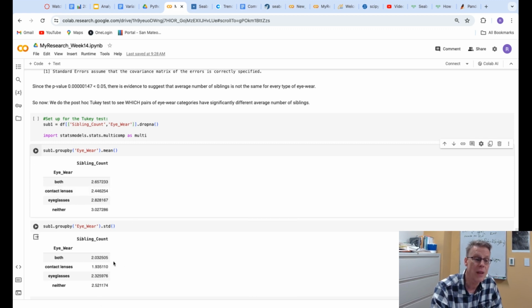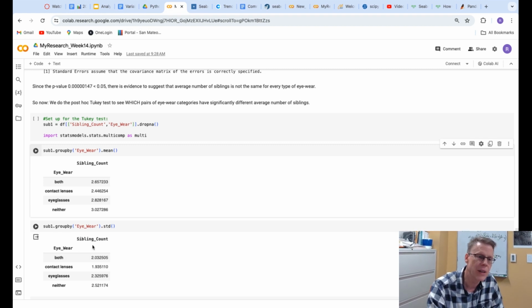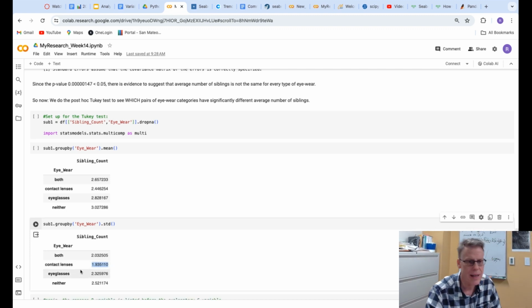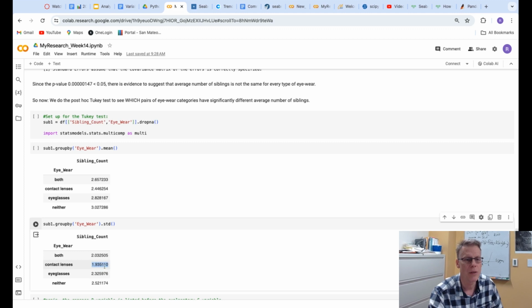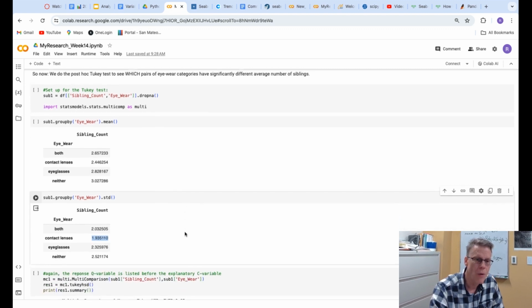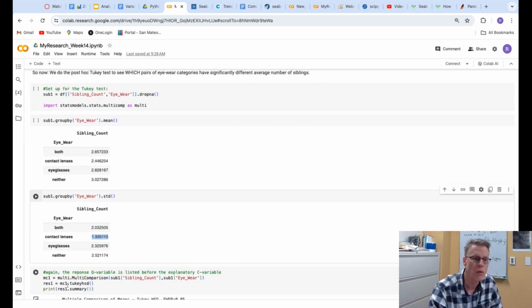And I see the standard deviations, the STDs, for these different categories, the standard deviations of the sibling counts in these different categories. And notice that just what I saw on that side-by-side box plot, the contact lenses aren't as spread out. Right? The one that's the most spread out is the neither category. All right, so that sort of gives some justification for what we see when we do this Tukey.